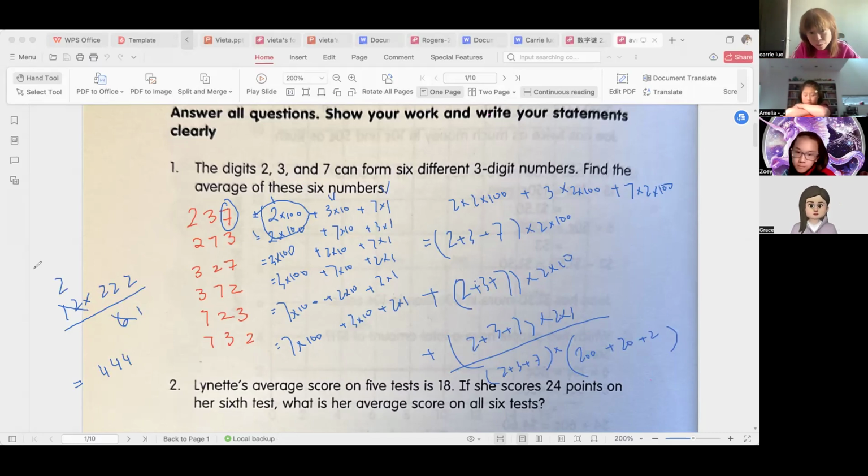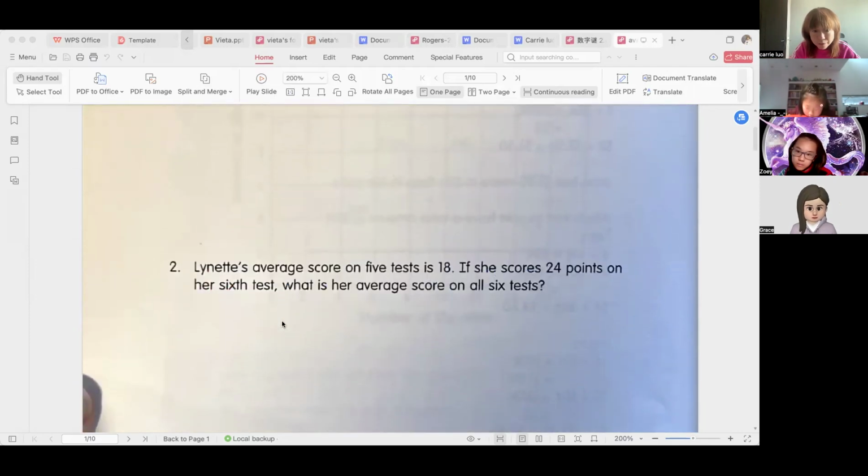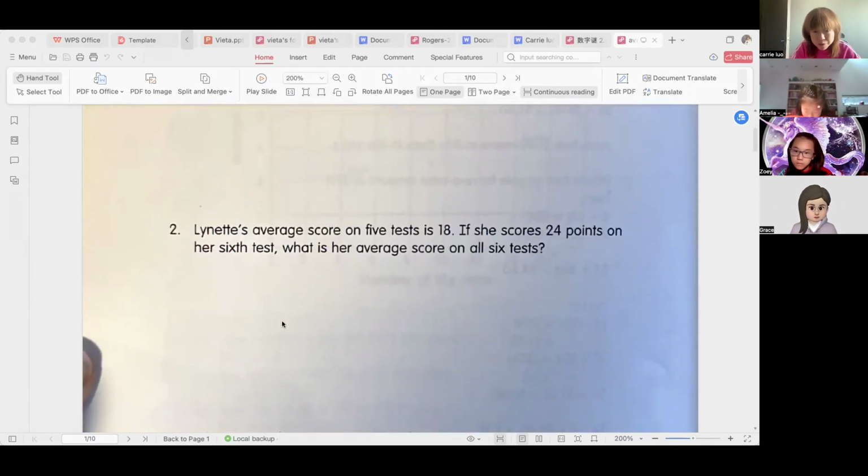Okay, so this question came much quicker. Let's take a look at this one. Lynette's average score on 5 tests is 18. If she scores 24 points on her 6th test, what is her average score on all 6 tests? Okay, so I think everybody understands how to calculate the average at the very beginning, right? I don't have to explain this one. Okay, go.